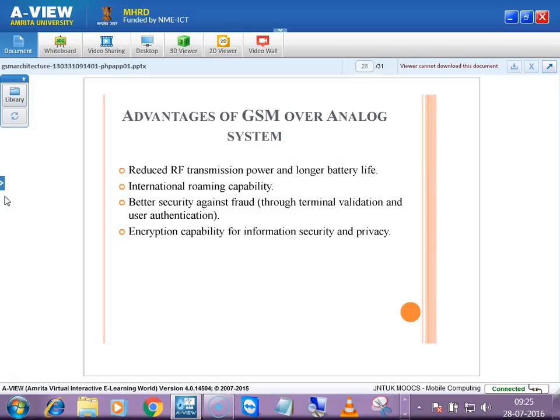Okay. Advantages of GSM over. I think this you can explain a bit better, because as of now you do know what is 1G and what is 2G and how it is.